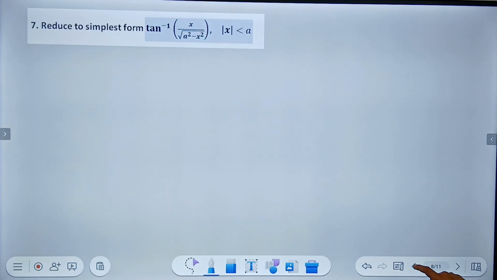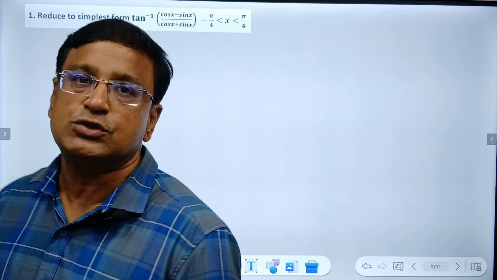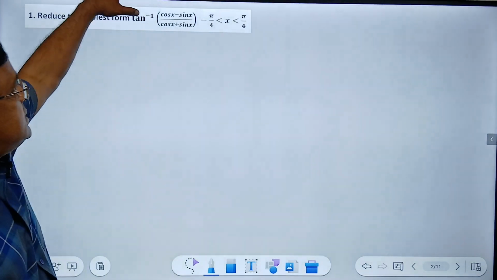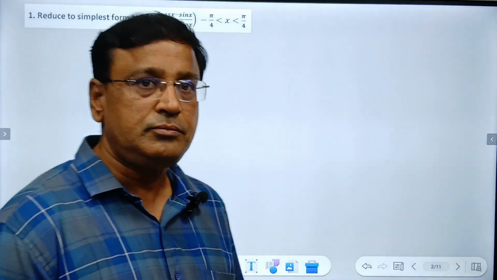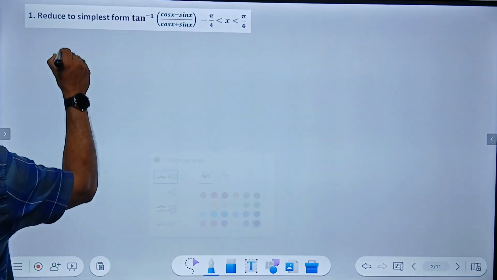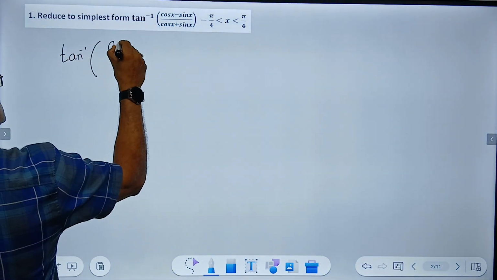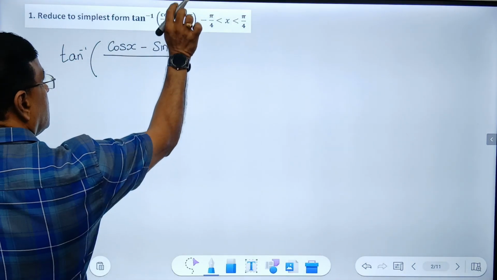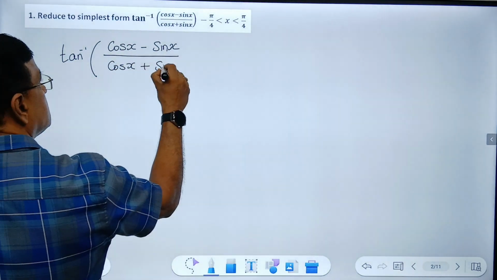Okay, let's go back to question number 1. Now what is question number 1? I want to reduce this to the simplest form. When I say I want to reduce it to the simplest form, if this is tan inverse, I want the term inside also to be in terms of tan. So what I will do here is, this is tan inverse of cos x minus sin x by cos x plus sin x.